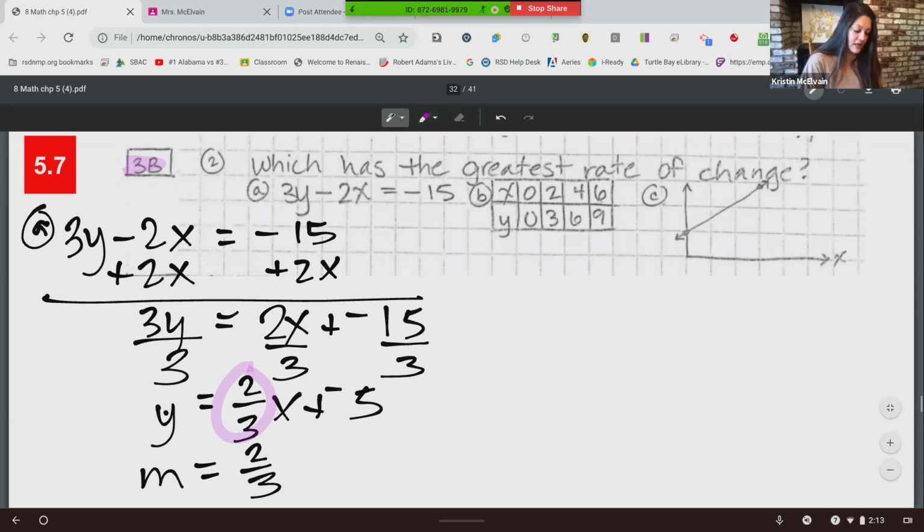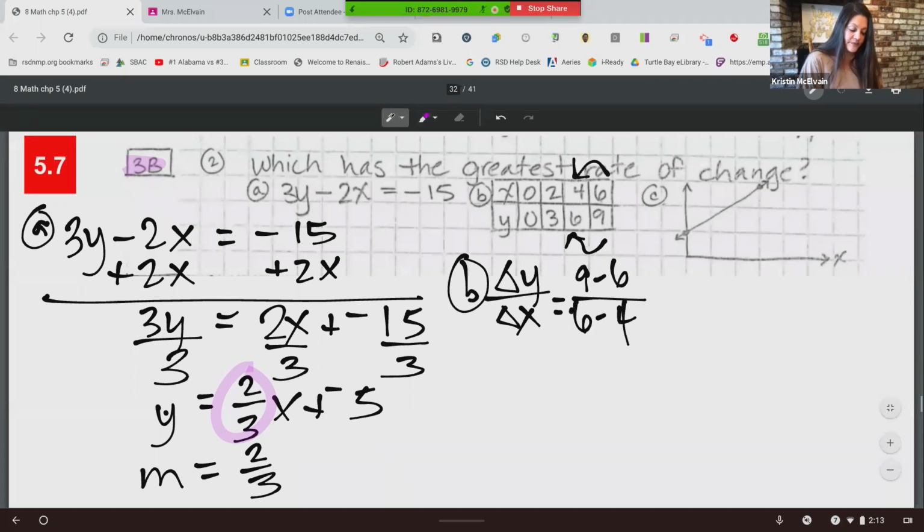For B, we're going to do the change in y over the change in x. Okay, so we have y minus y over x minus x, which gives us 3 over 2 or 3/2.